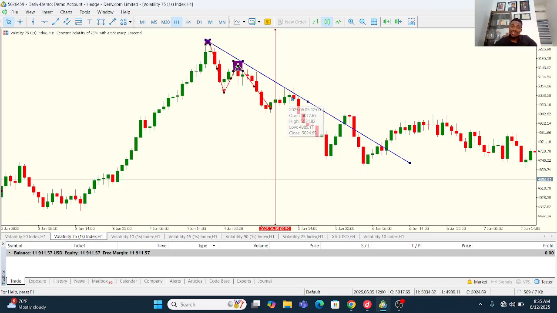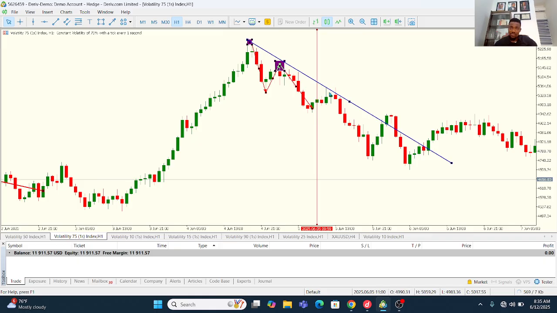Now, don't forget, I'm not seeing the future. I'm only seeing what the market has printed at that time. I'm only seeing this, this, and this. It's like an N formation. So I have point 1, point 2, and I draw it to the future.